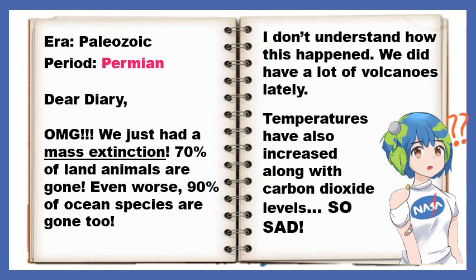So sad. So that was probably the worst journal entry because we have a mass extinction. Extinction means that that species is forever gone. It's not coming back. It's not breeding anymore. It's done. And we lost a ton of species on land and sea. So that was a really big event in the Paleozoic era.